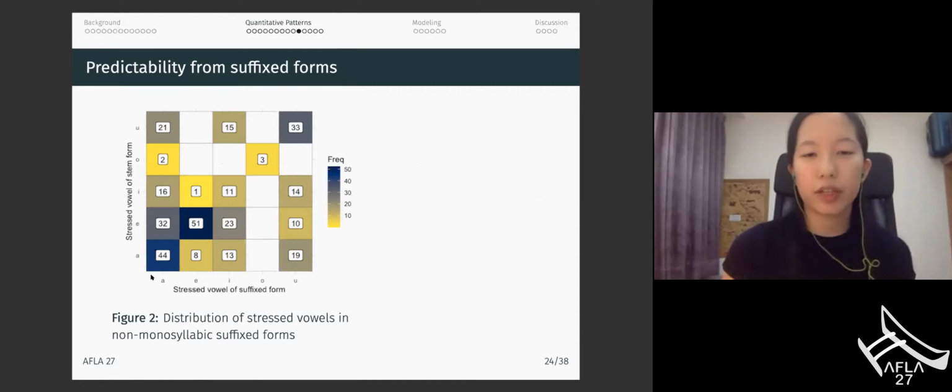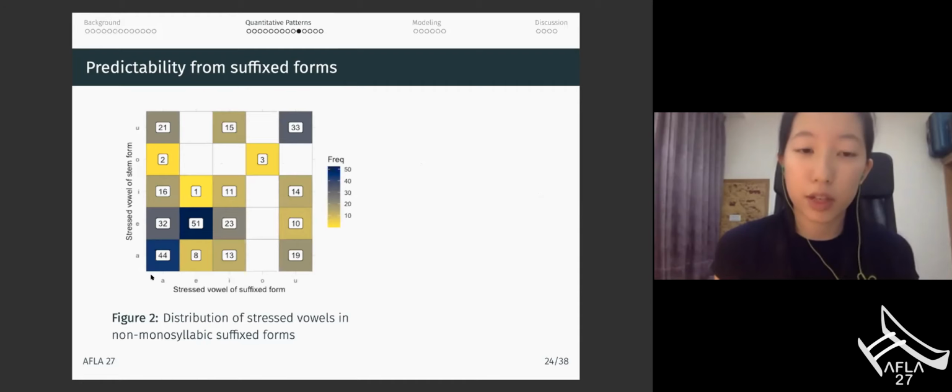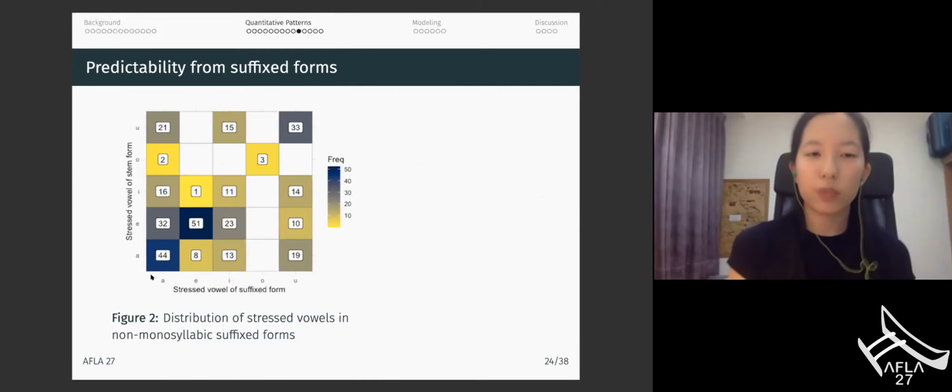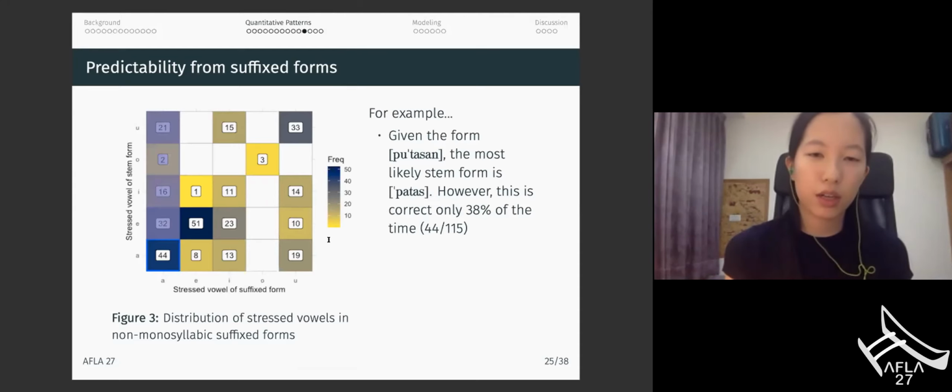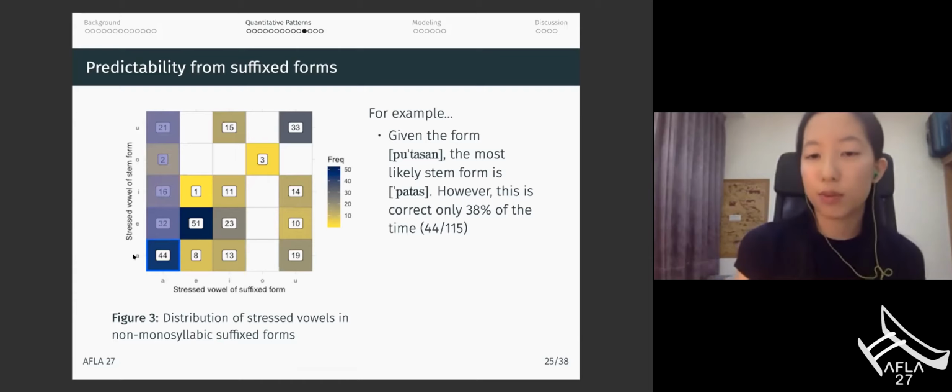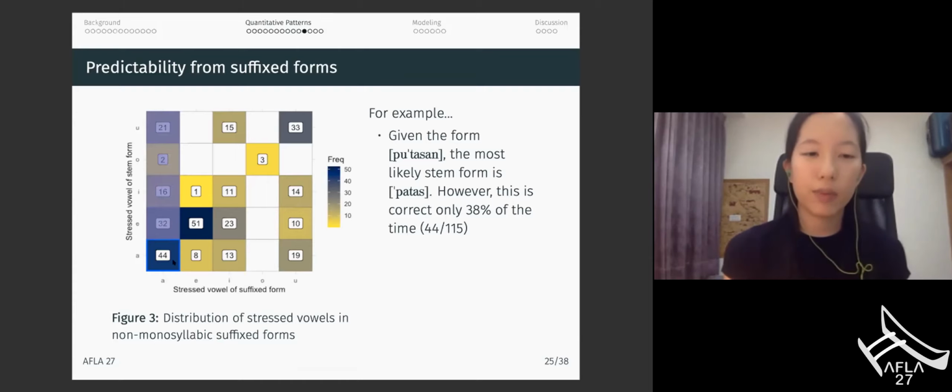And in general, compared to the table we saw earlier with post-tonic vowel reduction, the correlation between the two is much weaker here. So for example, let's say the stressed vowel of the suffix form is a, the stressed vowel of the stem is most likely a. So given putasan, the most likely stem form is patas. However, even picking this most likely option, we only correctly predict 38% of the relevant forms.